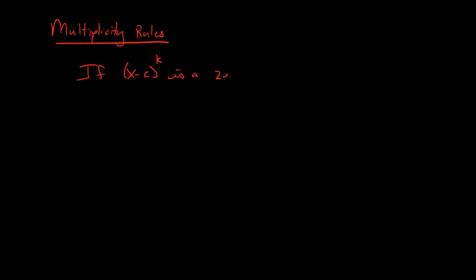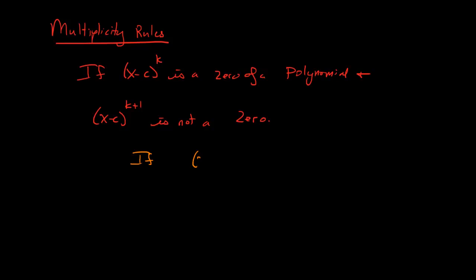So the multiplicity rules. This is more mathy. If x minus c raised to the k power is a 0 of a polynomial, and x minus c to the k plus 1 is not a 0. I'm just going to go ahead and explain what this means. I always think it's important to explain the math. Let's just say we have x minus 3 squared, and this is a 0 of the polynomial.